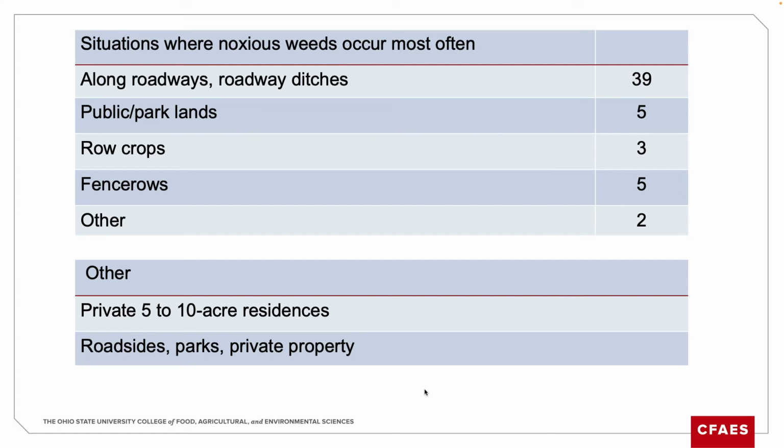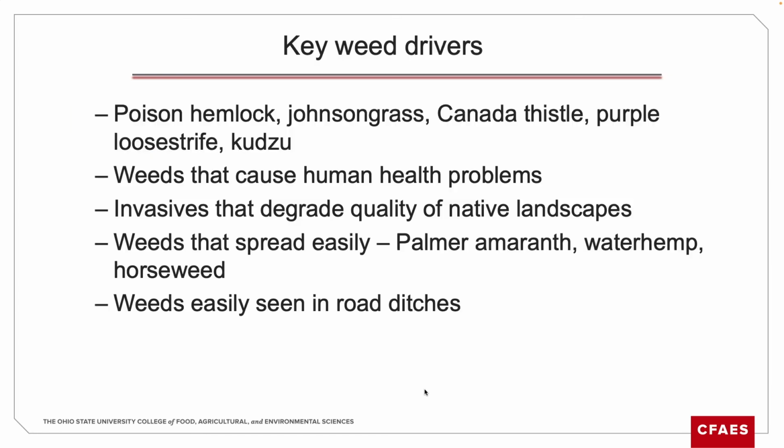Public parklands. So you see 39 responses for along roadways, roadway ditches. Public parklands 5, row crops 3, fence rows 5. So this, relatively speaking, where people see noxious weeds the most is in roadways, roadway ditches, and things like that. But where they cause the most problems is not necessarily there.